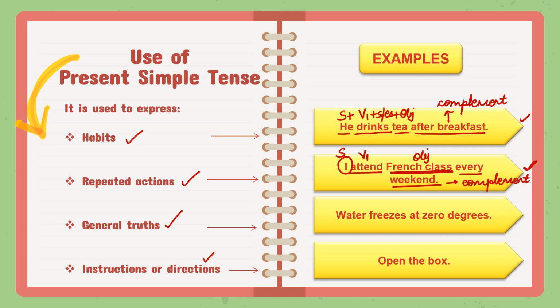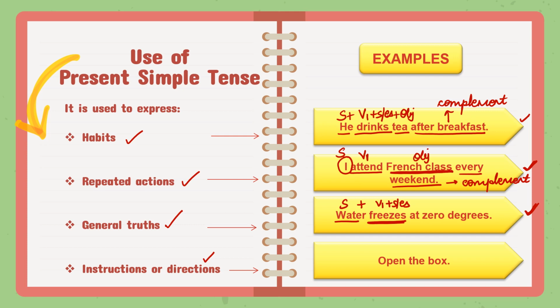Next example is, water freezes at 0 degrees. This is an example of universal fact which we cannot change. What work is being done over here? Freeze. So this is V1 plus S or ES form. What is freezing? Water. So this is our subject. We are talking about water. Water freezes what? We are not having any answer of what. Water freezes whom? We don't have any answer of whom also.